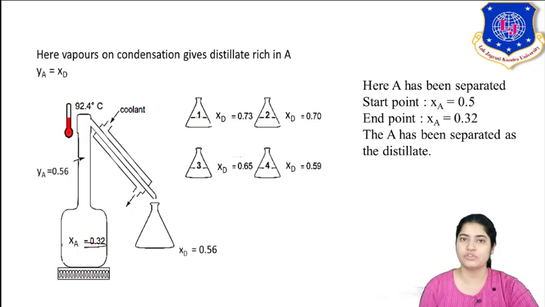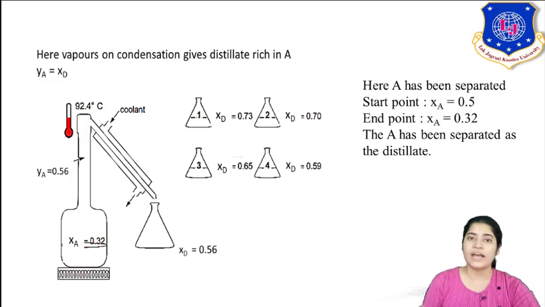So simply compare reading 1 with your initial start point. The start point was 0.5. From 0.5 I have concentrated it up to 0.73. So 0.73 is your A in the distillate. It means it has been separated out from your initial mixture. So I can say that YA is equal to XD.